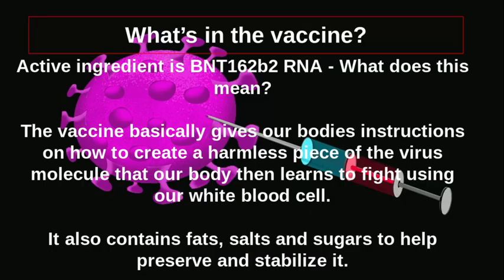So what's in the vaccine? The active ingredient in the vaccine for coronavirus is BNT162b2 RNA. What does that even mean? Basically, it means that it's giving our bodies the instructions on how to create a harmless piece of the virus molecule that our body then learns to fight using our white blood cells. It also contains fats, salts, and sugars to help preserve and stabilize it.